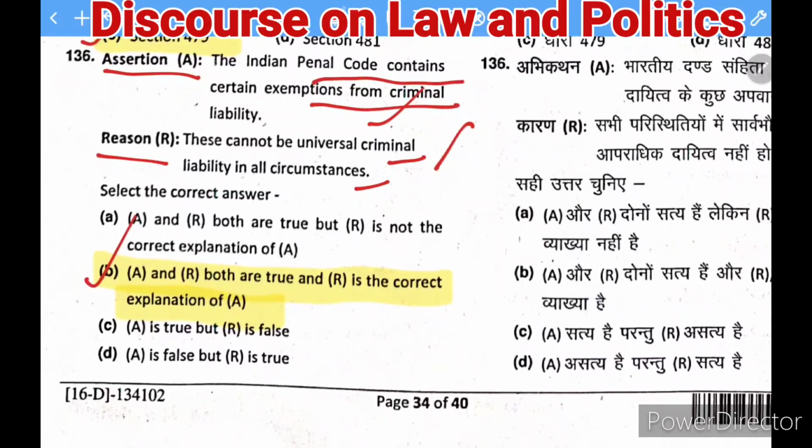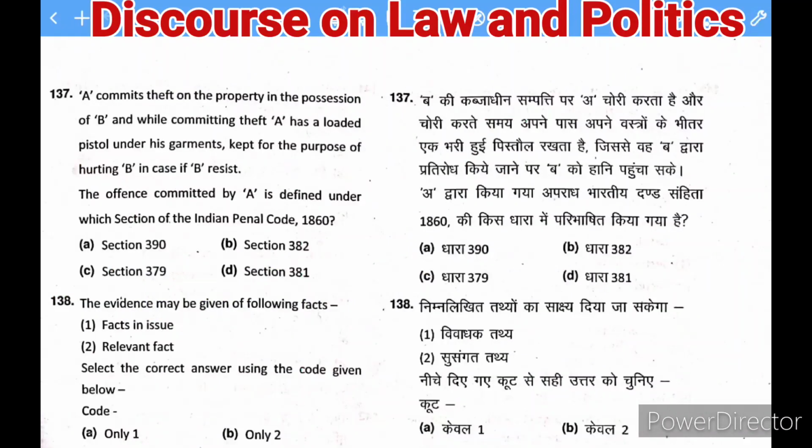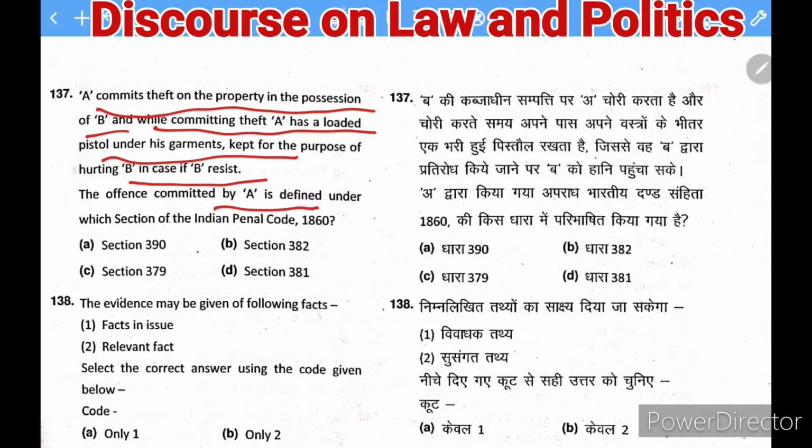Moving to the next question. The next question says A commits theft on the property in the possession of B, and while committing theft, A has loaded a pistol under his garment, kept for the purpose of hurting B in case B resists. This question was already asked in previous years. Under which section of the IPC has A committed the offense? This is going to be section 382 of the IPC.